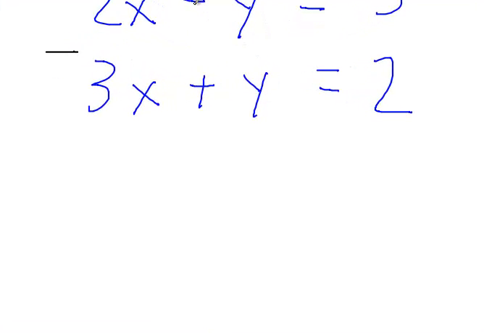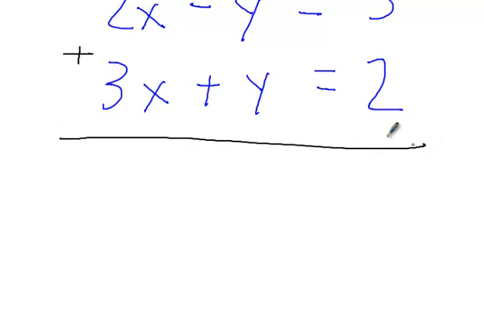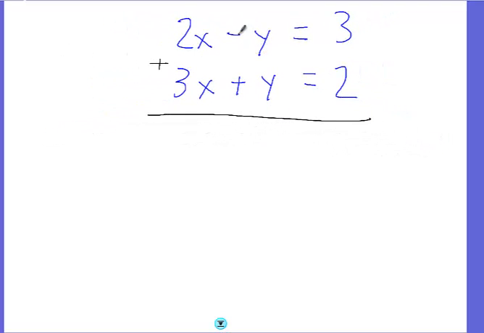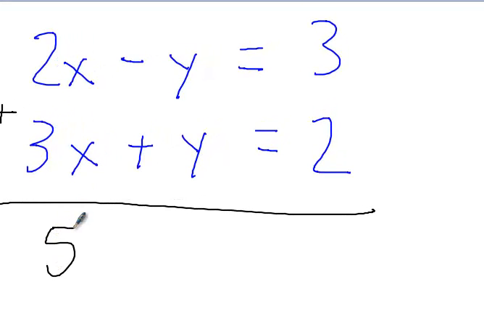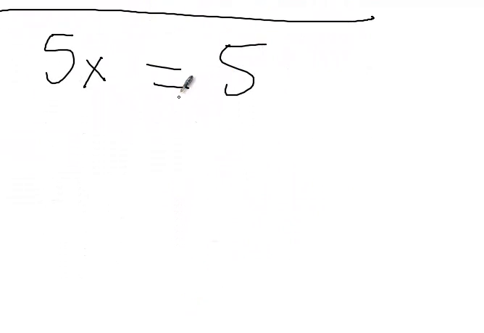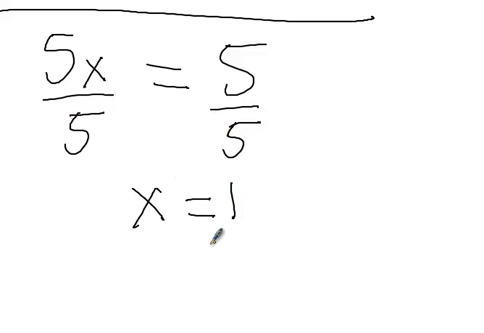Now we have to ask ourselves, a minus y and a plus y. What do we have to do with -1 and +1 to make it go to 0? If you know anything about arithmetic, if you add the negative version of a number and the positive version of a number, it goes to 0. So just add everything together. 2x plus 3x is 5x. -y plus y is 0, it cancels. 3 plus 2 is 5. So essentially all we did was eliminate our y variable. So now we have 5x equals 5, divided by 5, and x is equal to 1.